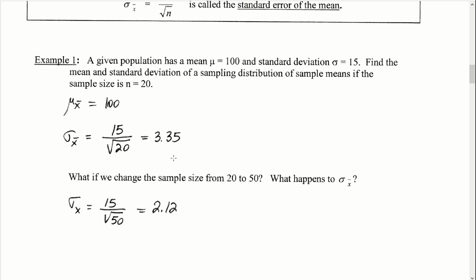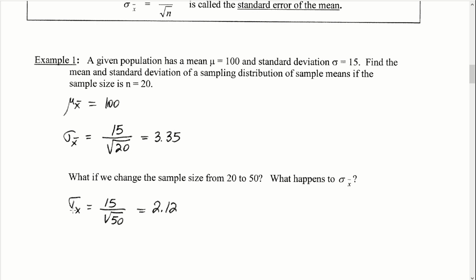A common question, and this will be asked quite a bit in the homework too, asks what happens to the standard error of the mean, or that sampling distribution standard deviation, when you change the size of the sample. For example, what if we change the sample size, instead of sampling 20 for each subset, to 50? What would be the net overall effect? In other words, what happens to sigma sub x bar?